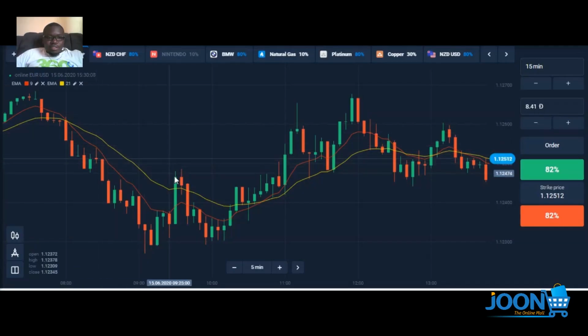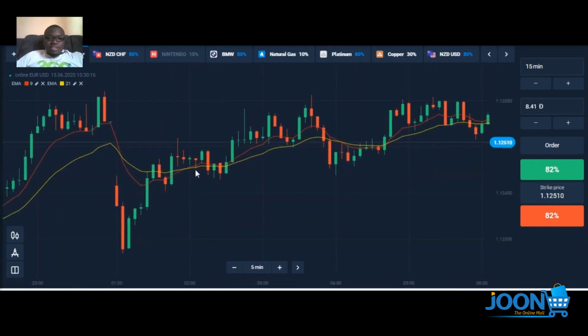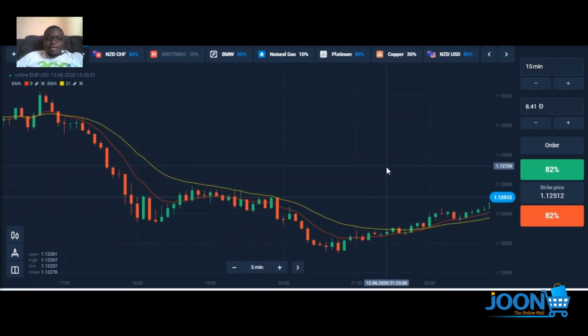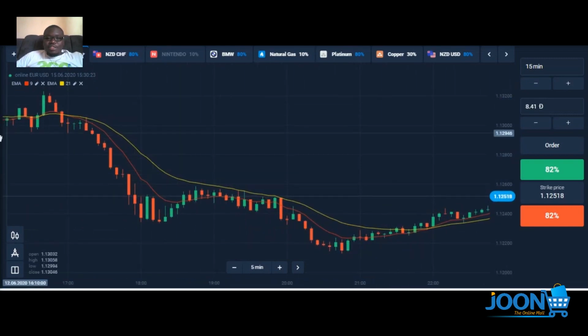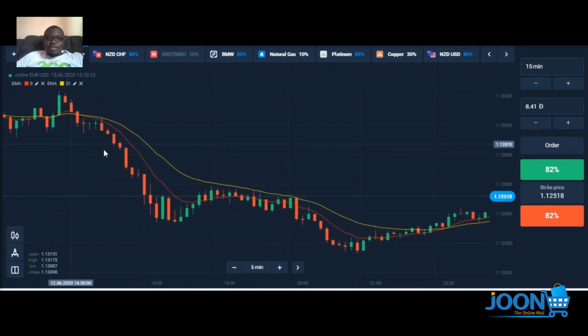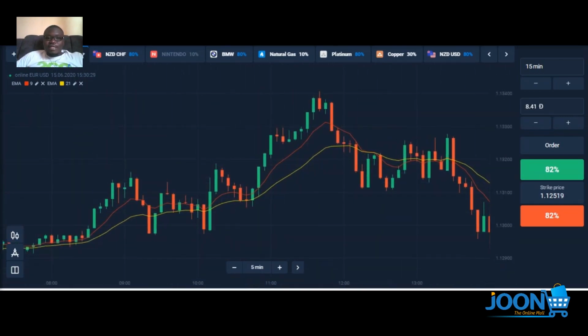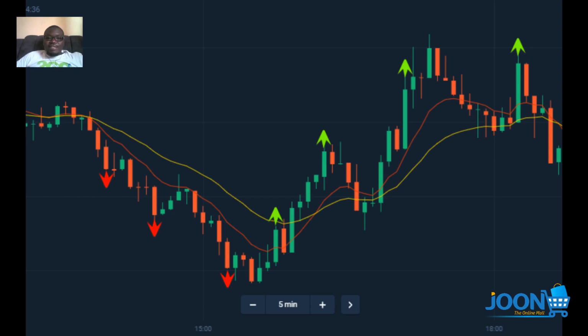Let's just point out a few things that you need to know about the exponential moving average and this strategy here. What we will be focusing on to pick our signals is, one, the directions of the two moving averages. For example, if they are facing upwards, then we can observe that and decide that it is an upward trend. If they are facing downwards, then that is a downward trend.